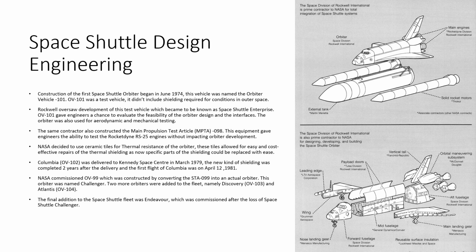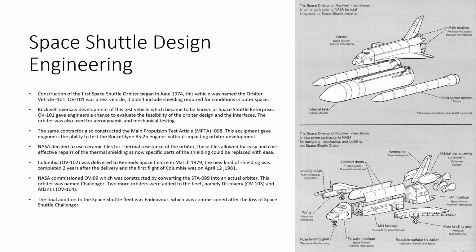Space Shuttle Columbia, or Orbital Vehicle 102, was delivered to Kennedy Space Center in March 1979. The new kind of shielding was completed 2 years after the first delivery, and the first flight of Columbia was on April 12, 1981.